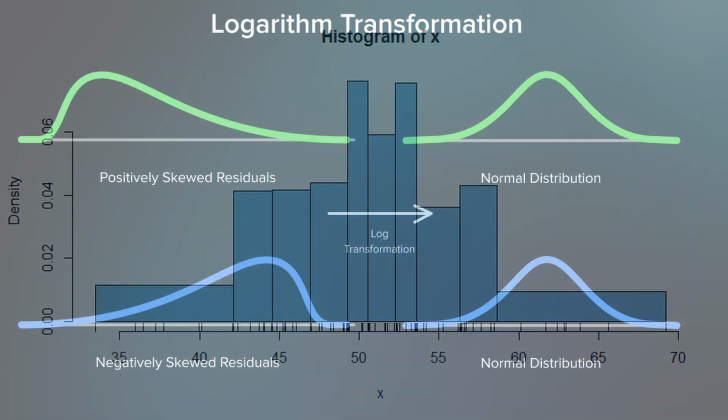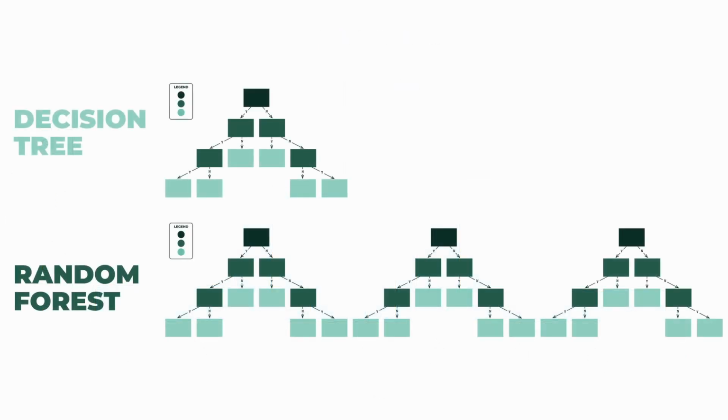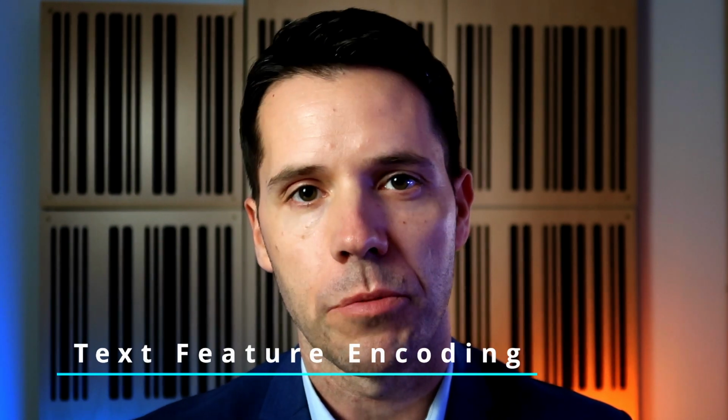For some problems, you may consider binning or quantile binning, placing similar numerical values into buckets. Note that some algorithms, such as decision trees and random forests, are not affected by the scale of the features, so we generally don't scale in those instances. Text feature engineering is an important part of natural language processing and can significantly impact model performance. Here are some of the most popular text feature engineering techniques.